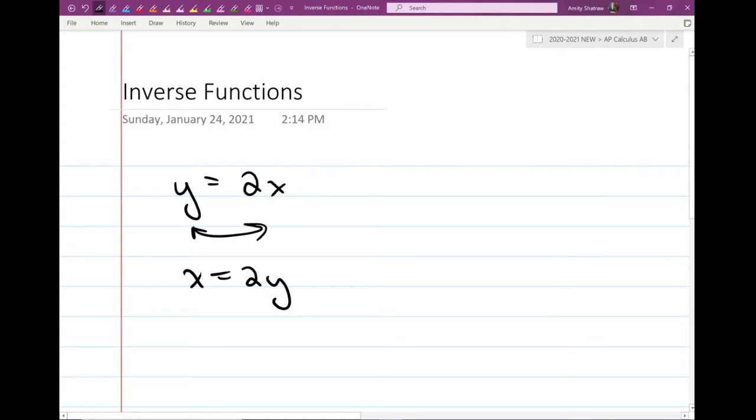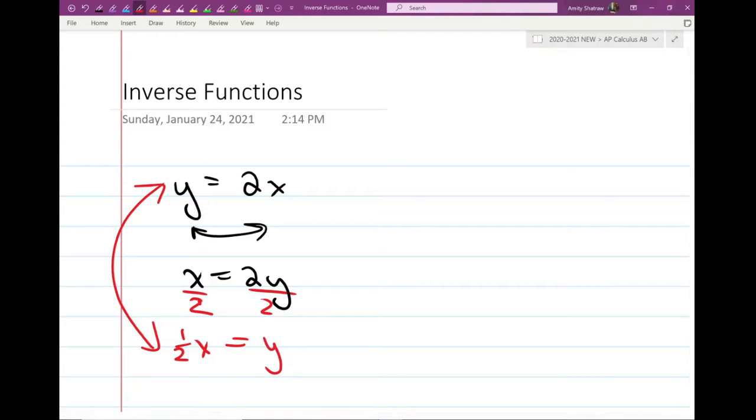Well, we're not used to looking at things in terms of x. We're not used to having x be the thing that has been solved for. So what do you want to do? You probably want to divide by 2 here and divide by 2 here, and then you'll end up with y equals 1/2 x. And so these two functions are inverses of each other.